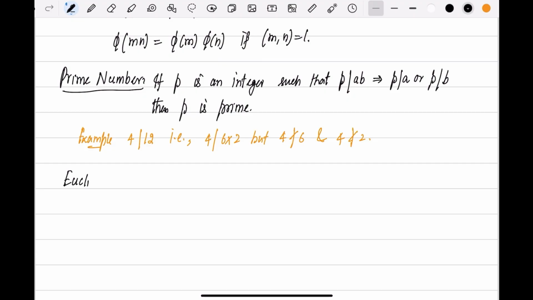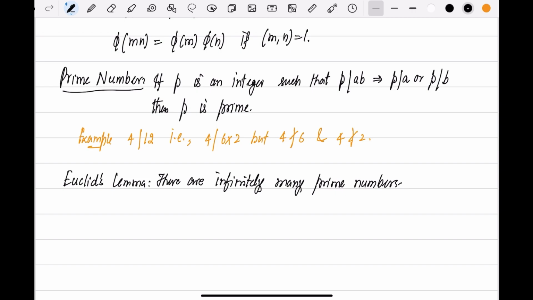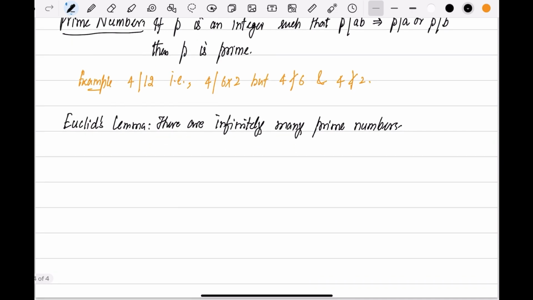Now we have Euclid's lemma, or we can take it also as Euclid's theorem regarding the prime numbers. There are infinitely many prime numbers. And in fact, there is a very simple and very elegant proof of this result. Suppose the number of prime numbers is finite. Suppose p1, p2, up to pk is the list of all prime numbers.